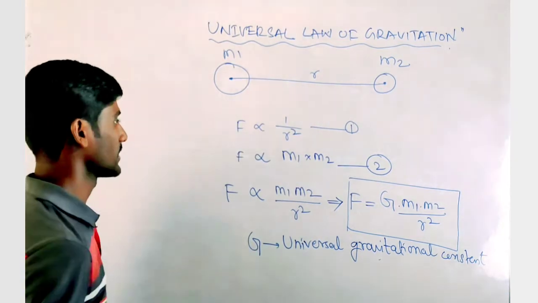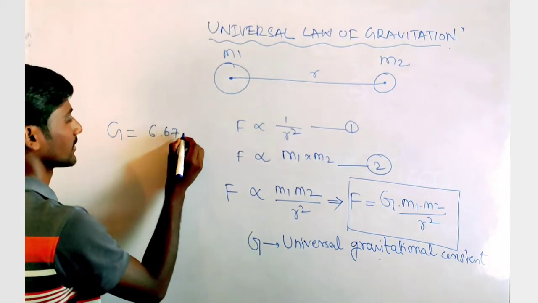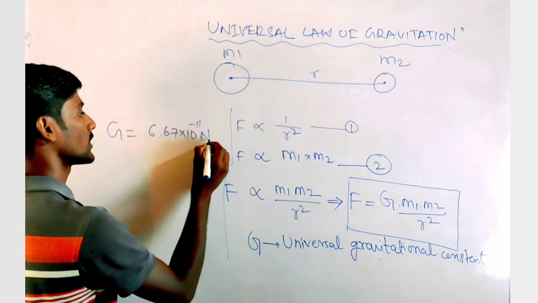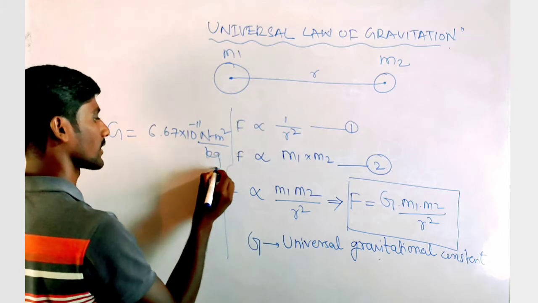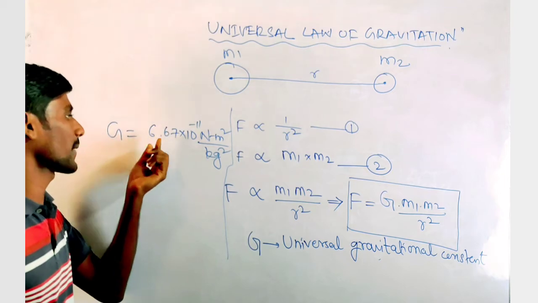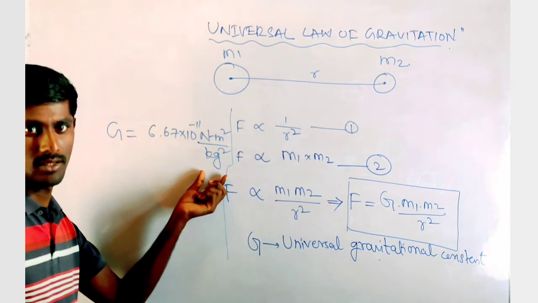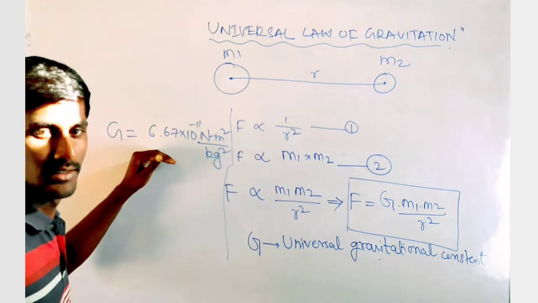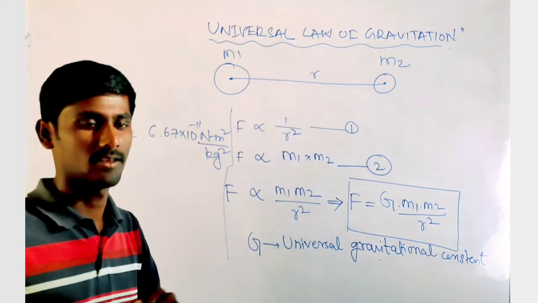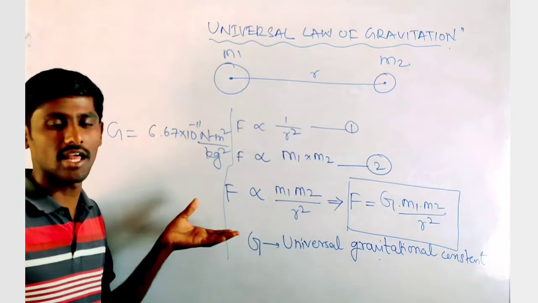And the value of G was found to be 6.67 into 10 to the power of minus 11 Newton meter square per kg square. This value was found 71 years after Newton proposed this law, or stated this formula. So this is the universal law of gravitation.